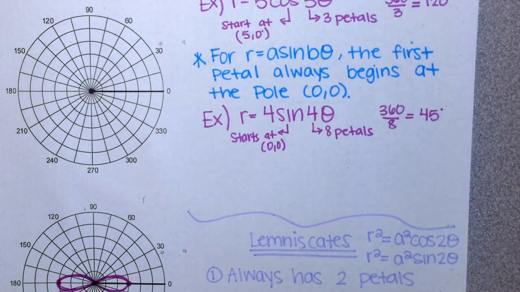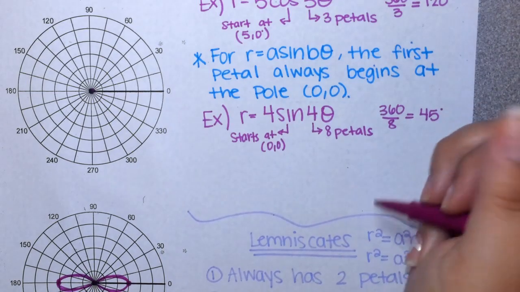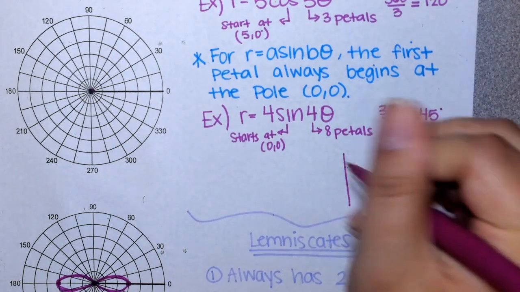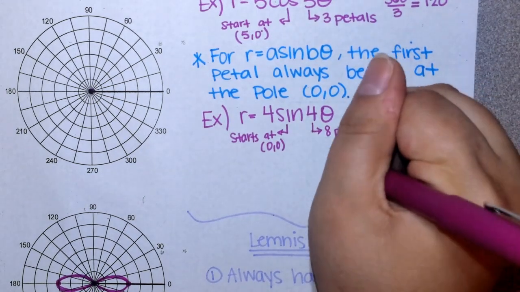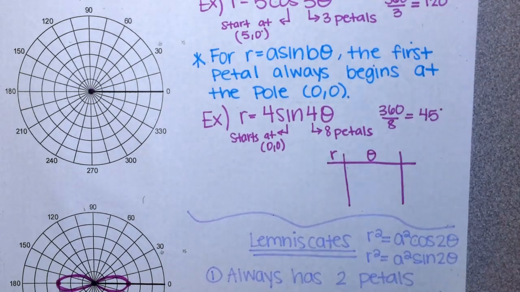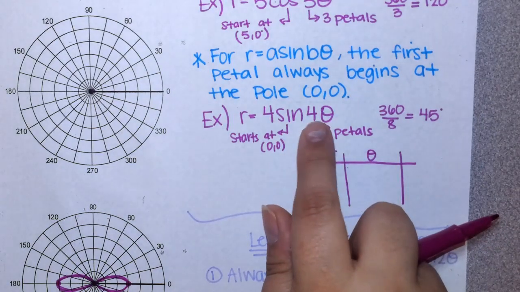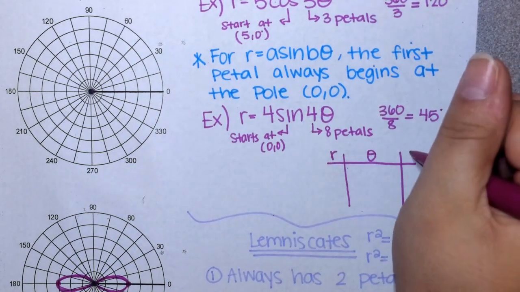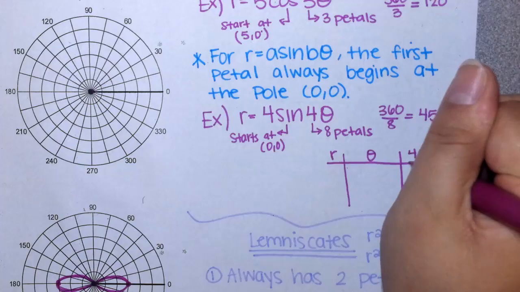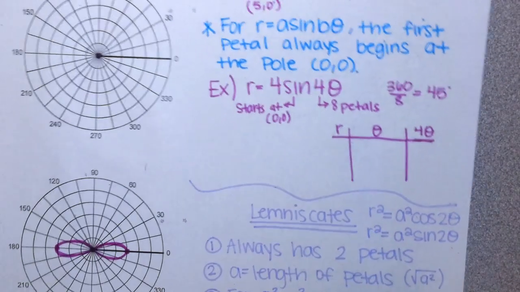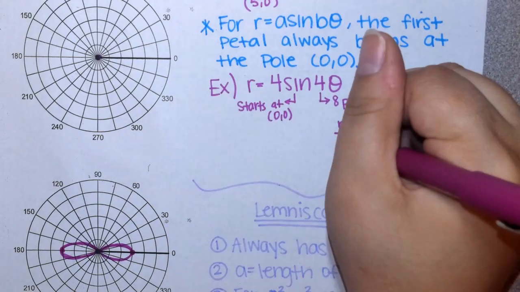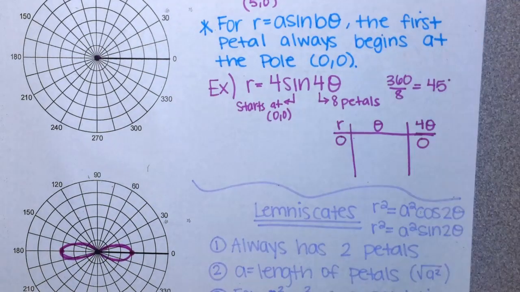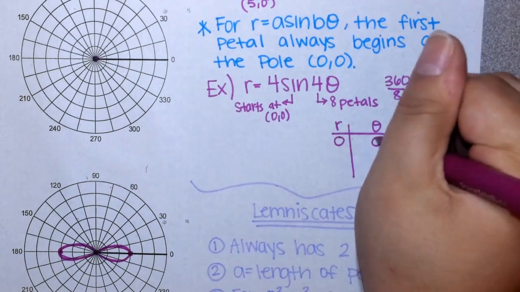This is why you have to have a table. Nicole, I need you to write this down. So for this table, you're going to have r, theta, and whatever number is right here, whatever is your b, will be your last column. We know 0, 0 is a point. Do y'all agree with that?